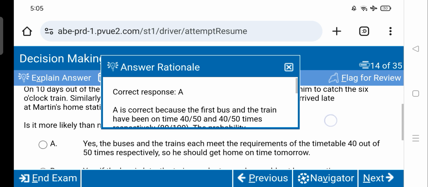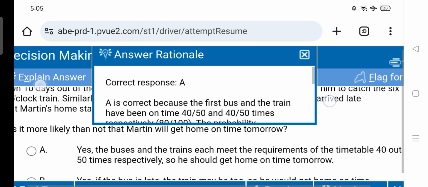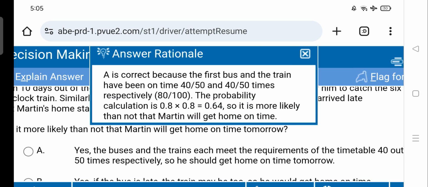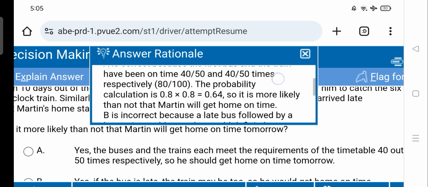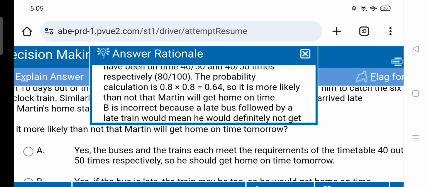Option A is correct because the first bus and the train have been on time 40 out of 50 and 40 out of 50 times respectively. So the probability calculation is 0.8 multiplied by 0.8 equals 0.64. So it is more likely than not that Martin will get home on time.